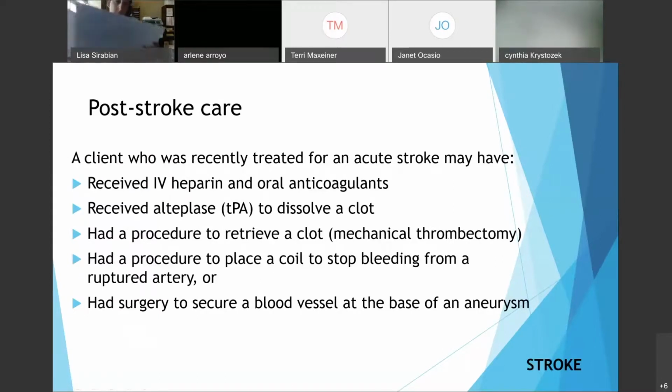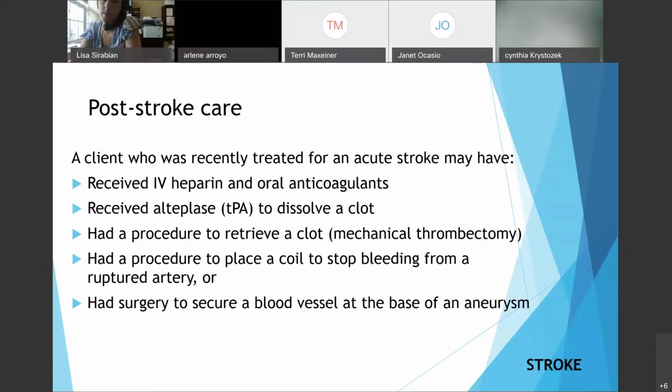Okay, so part of post-stroke care really is understanding what went on in the acute care setting. A client who was treated for a stroke recently may have received anticoagulants, right? So the first three here relate to the ischemic stroke. So they might have been on heparin in the hospital, been started on the oral anticoagulants. They may have received TPA, which is a medication that dissolves the clot. The anticoagulants stop the clot from getting bigger and allow the body to begin dissolving it. But TPA actually goes in and dissolves that clot.